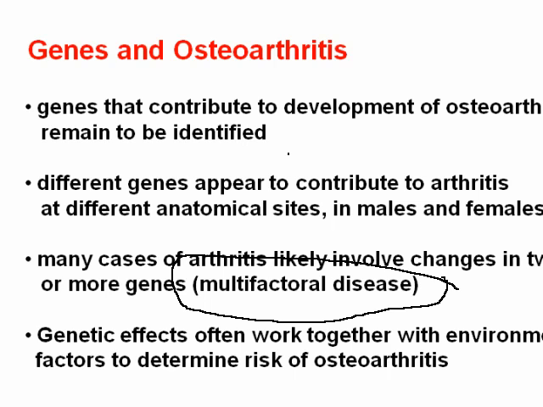And another important concept is that these genetic effects often work together with environmental factors to determine our risk of osteoarthritis. So if you have a genetic factor that makes you more likely to develop osteoarthritis, this might not give you osteoarthritis on its own, but it's osteoarthritis, for example, with the wrong patterns of exercise, osteoarthritis together with obesity, osteoarthritis together with some genetics together with some injuries. So all those factors work together. It's not just a genetic effect.